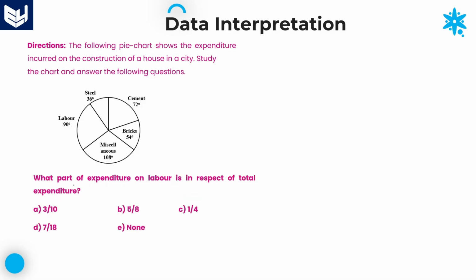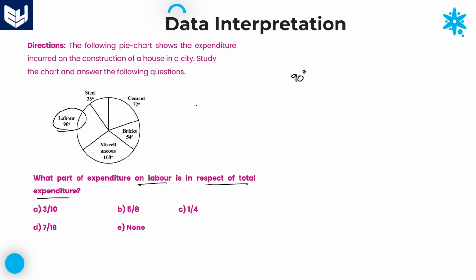Let's see the next question. What part of expenditure on labor is in respect to total expenditure? See here, labor expenditure is what part of total expenditure? Here, basically labor is having 90 degrees, right? Labor is having 90 degrees. That particular 90 degrees is having how much part of total expenditure?